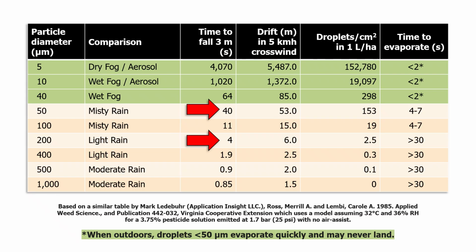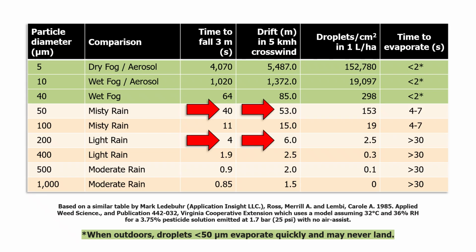Let's look right here. Let's say we had a 50 micron droplet, that's the top arrow, and a 200 micron droplet. The difference is misty rain and light rain. And let's say we stand on a ladder and just, if we could, drop these two droplets. How long would it take for them to fall 3 meters in seconds? Well, the smaller misty rain droplet would take, if this was possible, 40 seconds to fall 3 meters. The larger droplet would take 4 seconds.